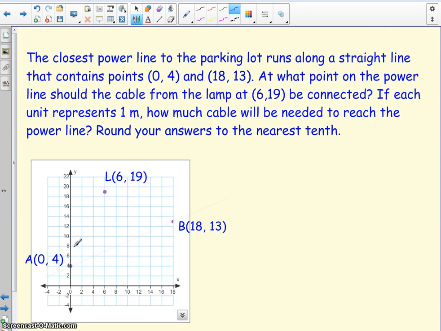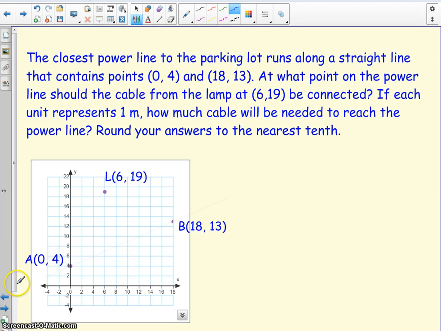Okay, let's take a look at one more example. This one's a bit of a thinker. So now we have a parking lot, and the closest power line to it runs along a straight line that contains the point 0, 4 and 18, 13. And we want to know at what point on the power line the cable from this lamp over here at 6, 19 would be connected. And I'm trying to figure out how much cable would be needed.